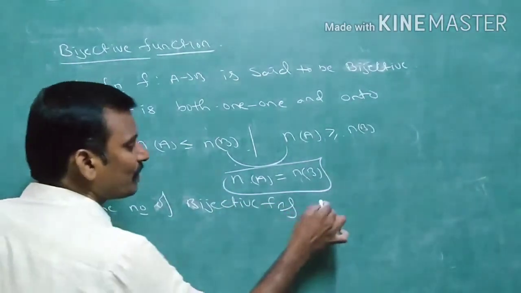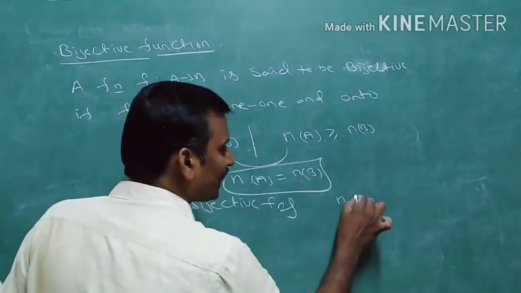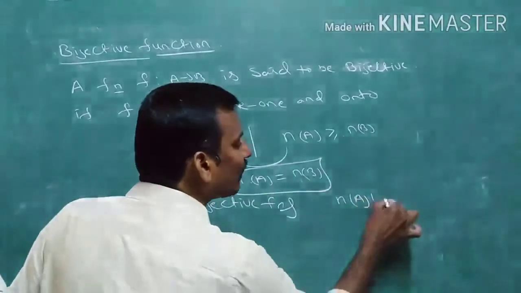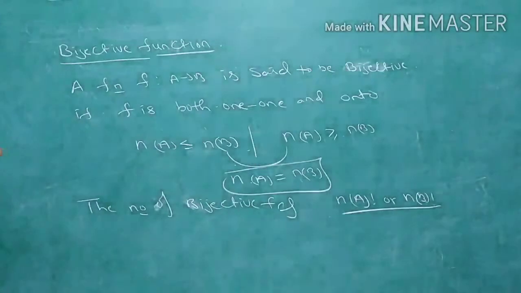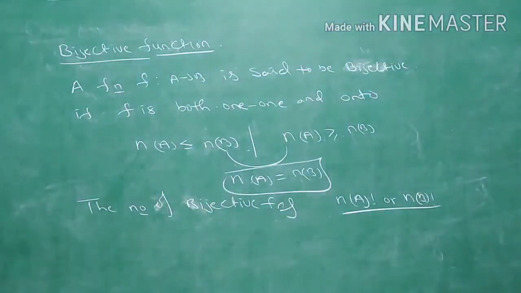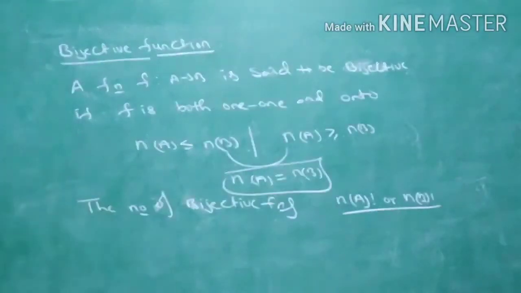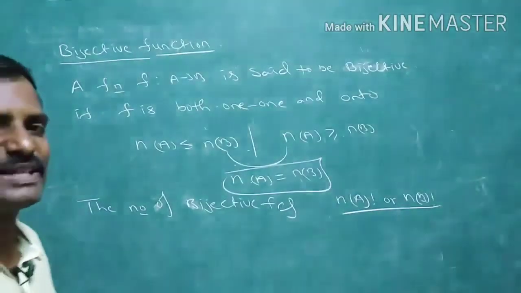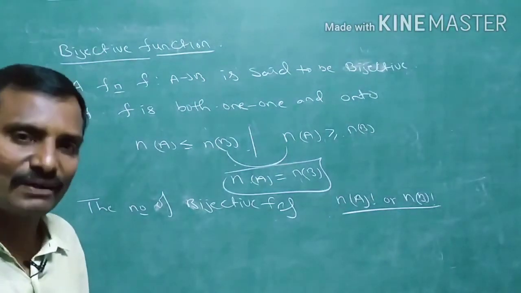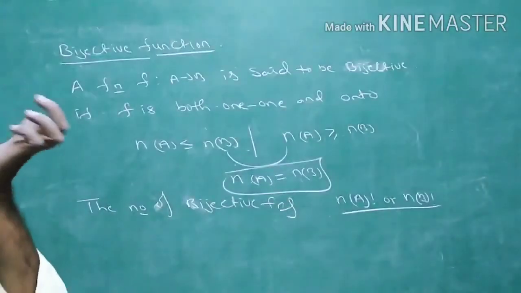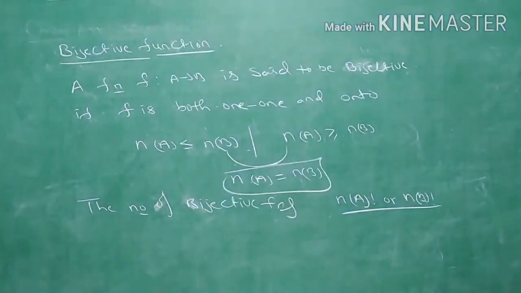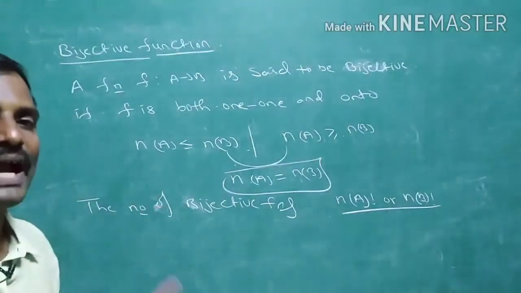The number of bijective functions is n(A) factorial or n(B) factorial, because n(A) is equal to n(B). This is the number of bijective functions formula: n(A) factorial or n(B) factorial. This is the definition of a bijective function. What does bijective function mean? f is both one-one and onto, and the condition is n(A) equal to n(B). This is the definition for one-one, onto and bijective.